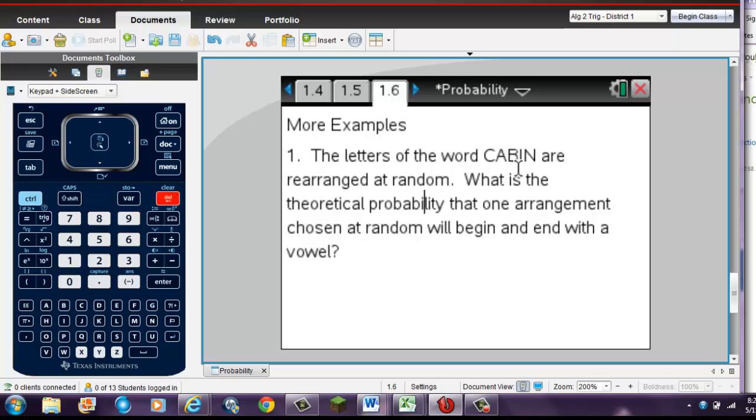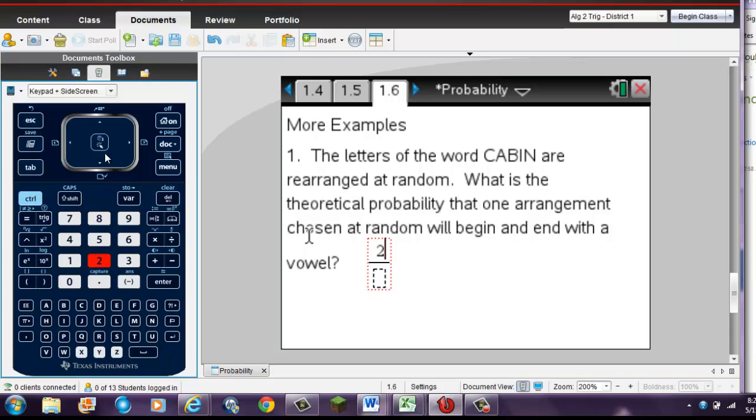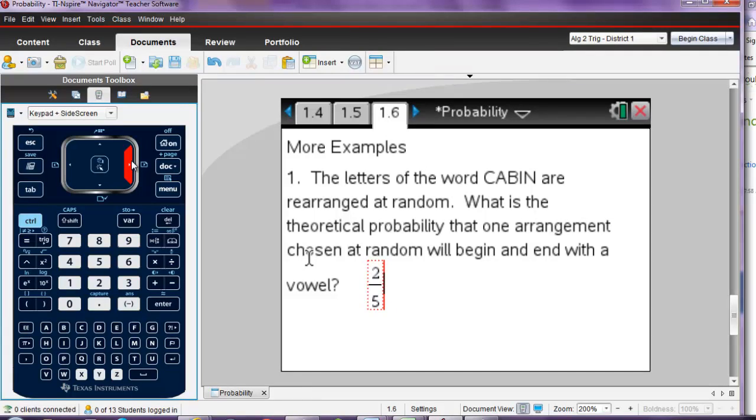2 of them are vowels, A and I. So to begin my word with a vowel, there are 2 vowels to choose from out of 5 letters. So that is the fraction 2/5. First letter, there are 2 vowels out of 5, 2 out of 5. My next letter would be a consonant, so I'm going to multiply that by 3 consonants out of 4 letters left, because I've already used one of my vowels.